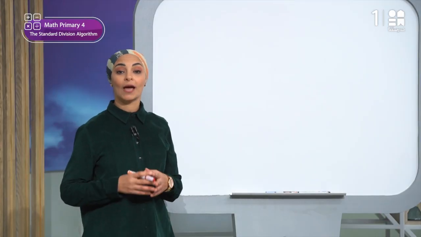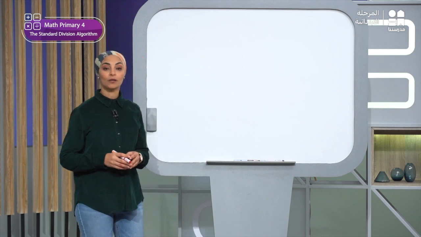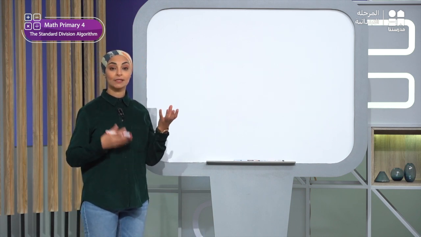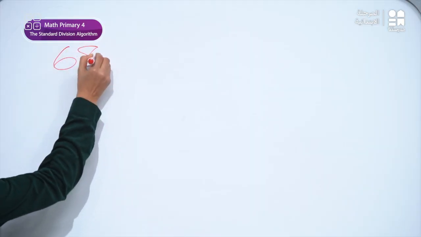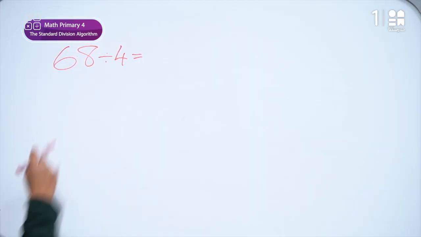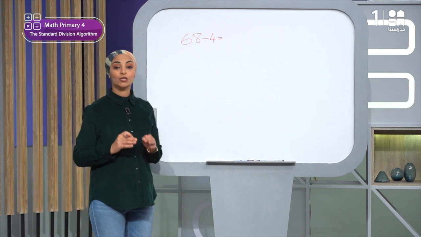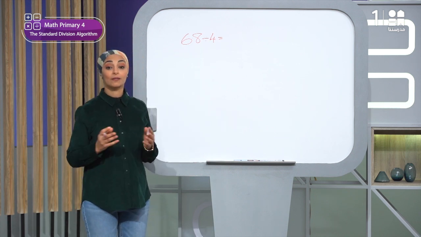Here we will estimate the outcome or the answer and then calculate the actual outcome using a quick draw. In problem number 1, he wants me to divide 68 divided by 4. Let's write it together: 68 divided by 4. So, as usual, we will try to estimate the answer.